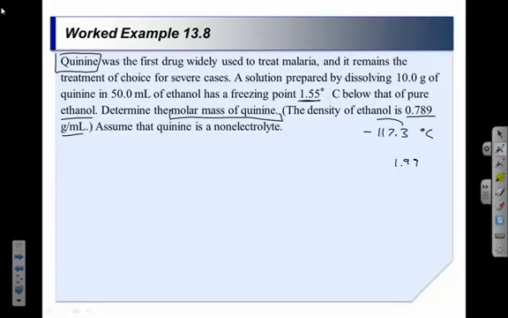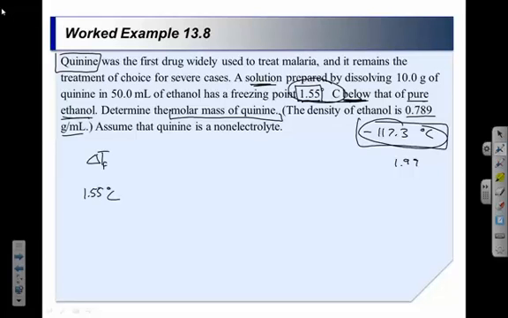And actually this isn't really important because we're not given the freezing point. We're given how much the freezing point is below that of pure ethanol. So this isn't the freezing point of the ethanol. It's 1.55 degrees below the normal freezing point. So that is delta Tf. That is 1.55 degrees Celsius. That's how far it is below the normal freezing point.